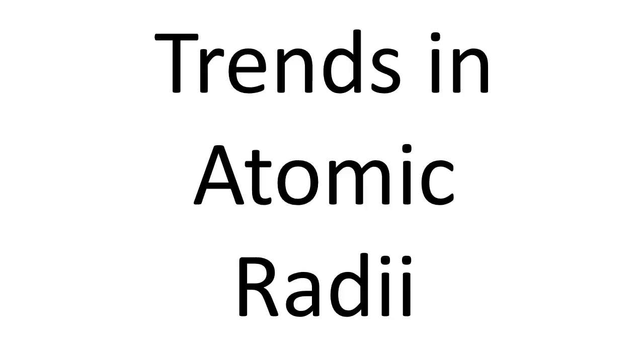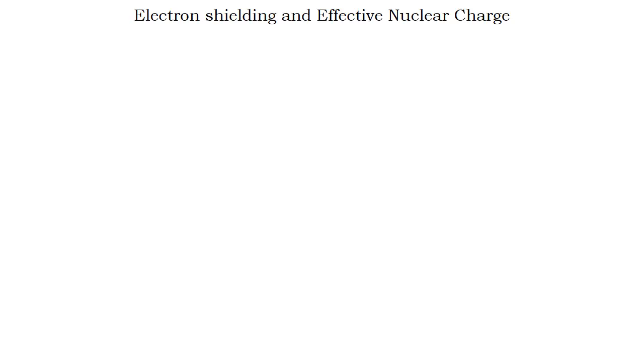This video will go over the trends we see in atomic radii. That's basically the size of atoms, right? Since an atom is a sphere, the radius is half of the diameter of that sphere. So these are the trends we see on the periodic table in the size of atoms. We need to start this discussion with some background on ideas called electron shielding and effective nuclear charge.